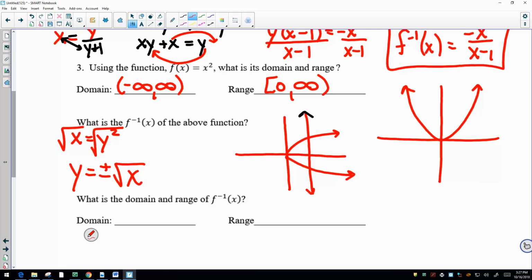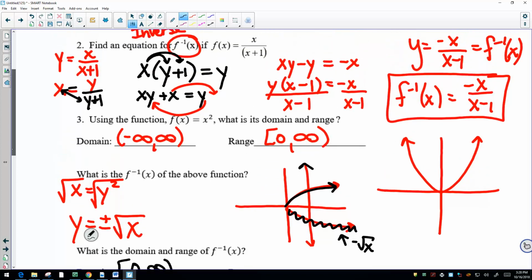In other words, if I only considered the top half of the function, this section right here, and I didn't consider the negative half, so keep in mind that's coming from the negative square root of x part, then what I would do by restricting my domain is I would actually produce an inverse that is a function. So if we look at this now, only considering that top part, the domain of the function is going from 0 to infinity.